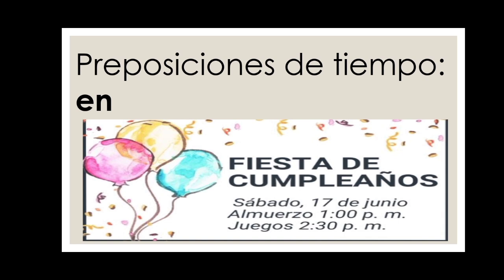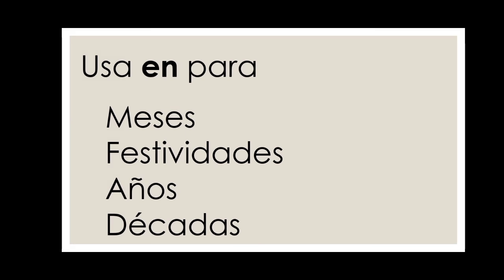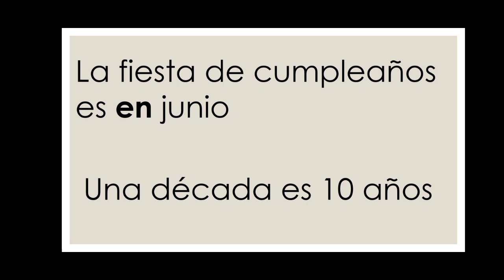Preposiciones de tiempo: en. When can we use en? Se usa en para meses, festividades, años, décadas. So we use en before the months, festivities, years and the decades. La fiesta de cumpleaños es en junio. Una década es 10 años. The decade is 10 years. La fiesta de cumpleaños es en junio. So we use en before the month.